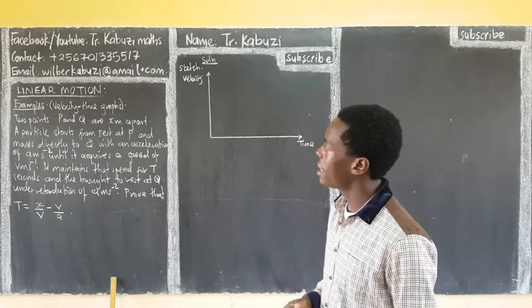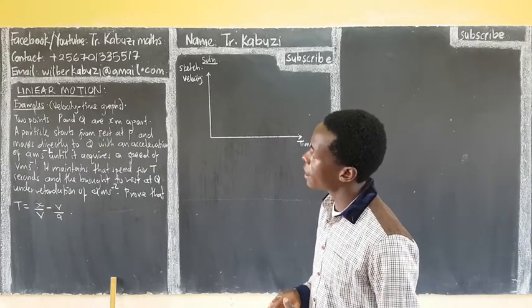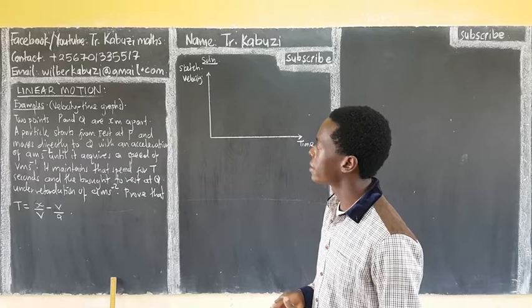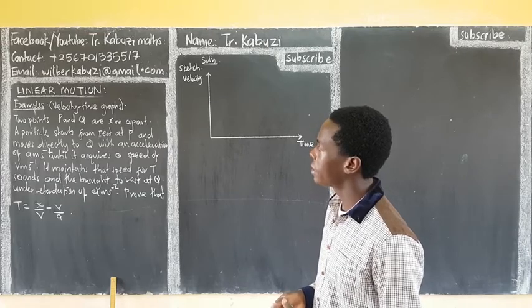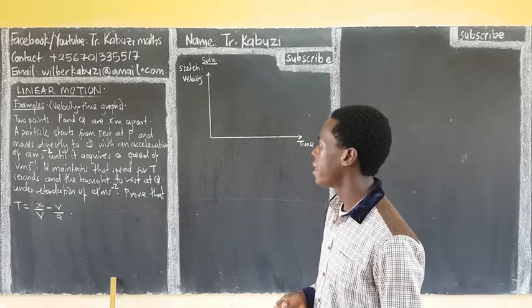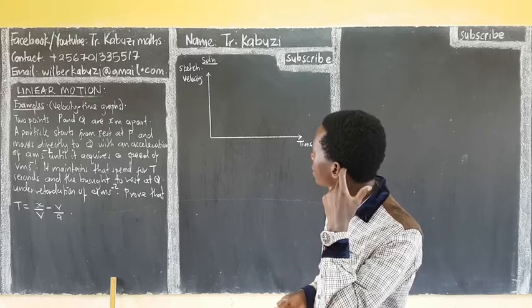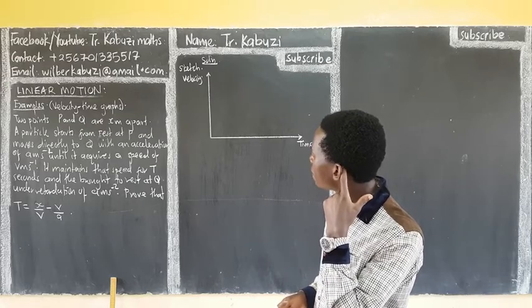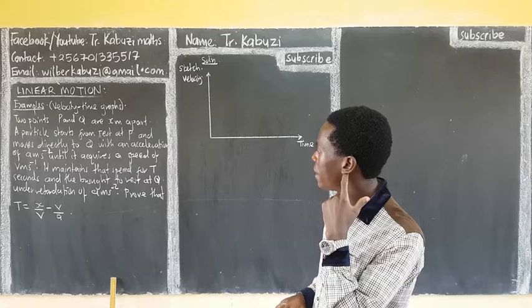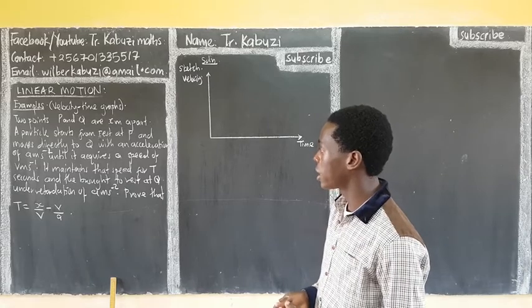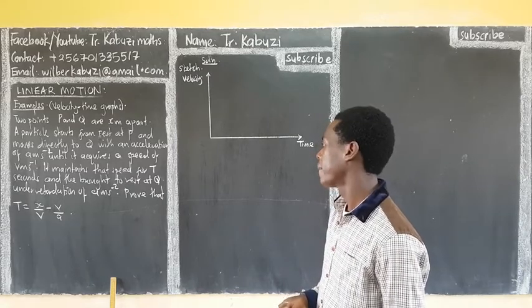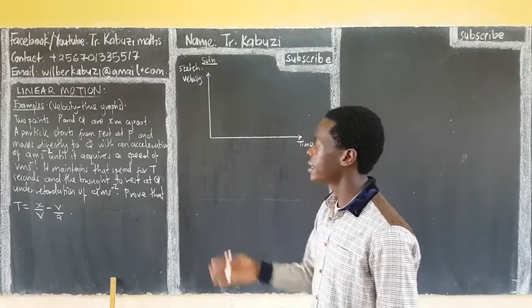Two points P and Q are x meters apart. A particle starts from rest at P and moves directly to Q with an acceleration of A meters per second squared until it acquires the speed V. It maintains that speed for T seconds, then is brought to rest at Q with a retardation of A meters per second squared. Prove that that is true.